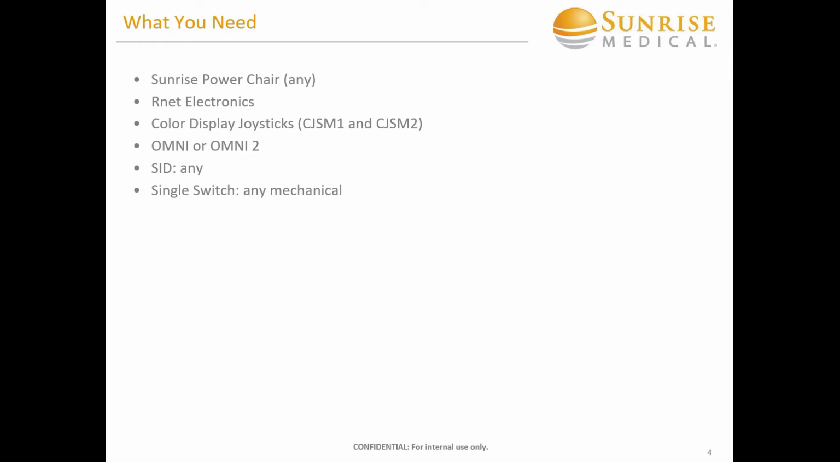You do need some type of color joysticks. I would recommend having both a CJSM1 and a CJSM2. That way you can demonstrate the differences and similarities between those two and how to do the onboard programming with those two devices. An Omni or an Omni 2 is also going to be needed, because we are going to do the programming with the specialty input devices. And of course, you will need a specialty input device to plug into that.